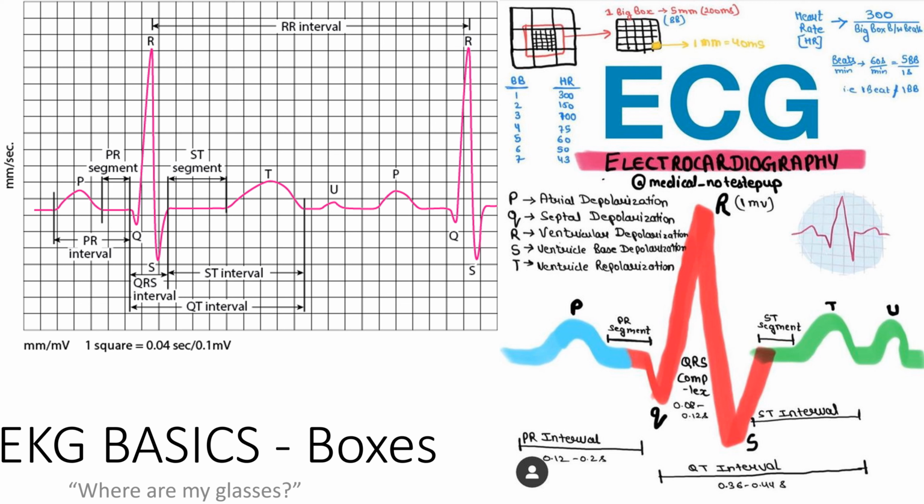But going left and right is 0.04, right? I said 1 millivolt, it's 0.1 millivolts, right? So if you're going left and right, that's 0.04 seconds. So 5 little boxes is what? 0.04 times 5 little boxes is equal to 0.2.